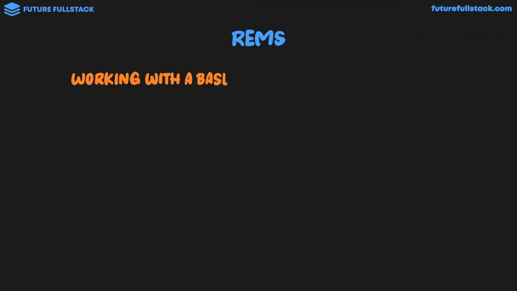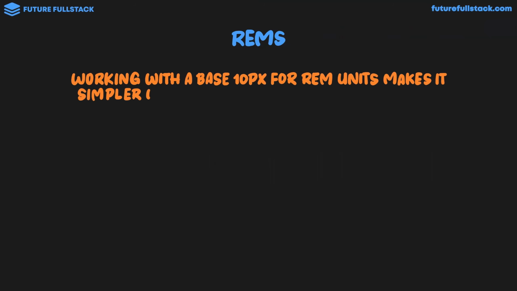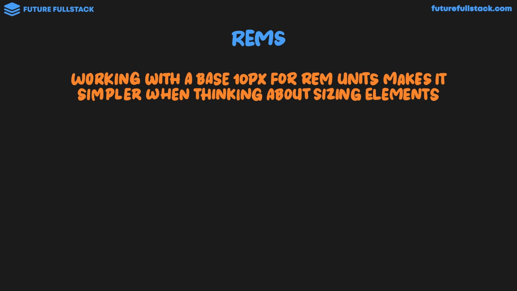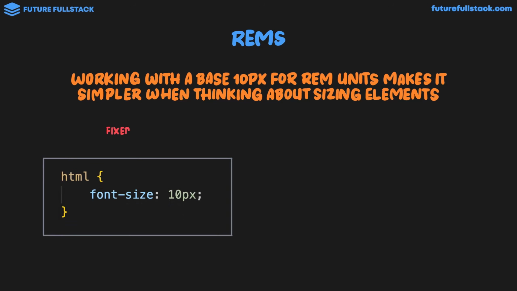Working with a base of 10 pixels for REM units makes it simpler when thinking about sizing elements. My advanced maths is pretty good, but my basic maths sucks. So when I'm thinking of values, having 16 as my base unit to multiply with fries my brain a bit, but 10 pixels is much easier to work with. So what we can do is inside our CSS file, select the HTML root element so it's fixed at 10 pixels, which means one rem now equals 10 pixels. So let's add this in VS Code.